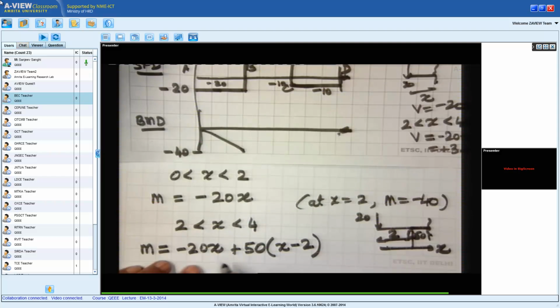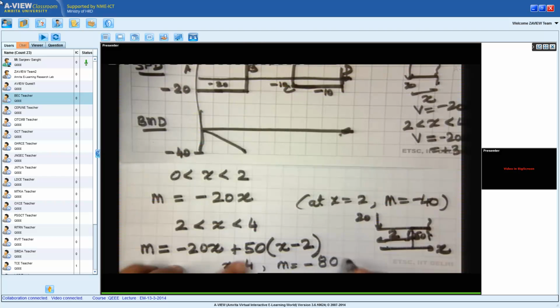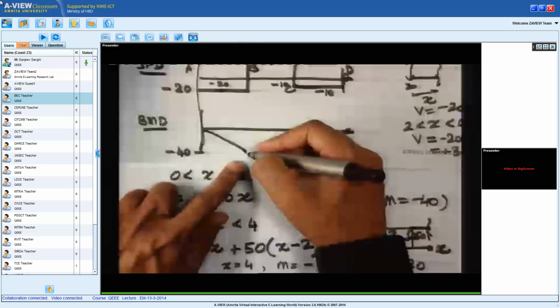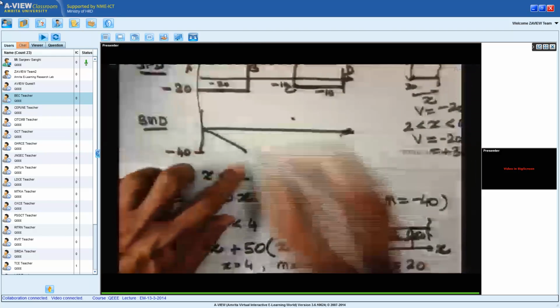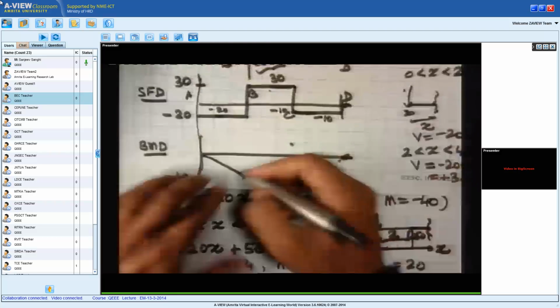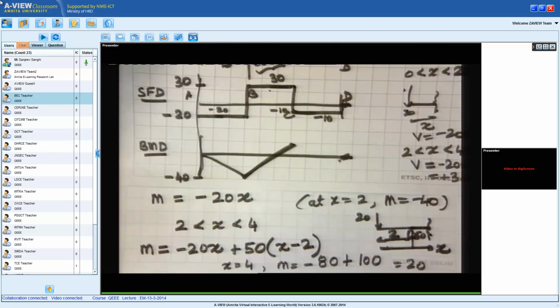So when I put x is equal to 4, what answer do I get? I will get M is equal to minus 80 plus 50 times 4 minus 2, that is 100. So M is equal to 20. That means from minus 40 till this point C, I will go to a value of plus 20. This is a straight line. So in the bending moment diagram, I will get a straight line from here to 20. Is this clear? This is what happens from 2 to 4.